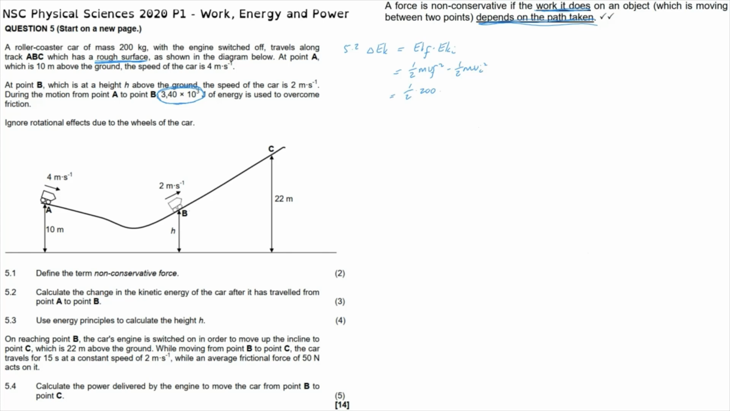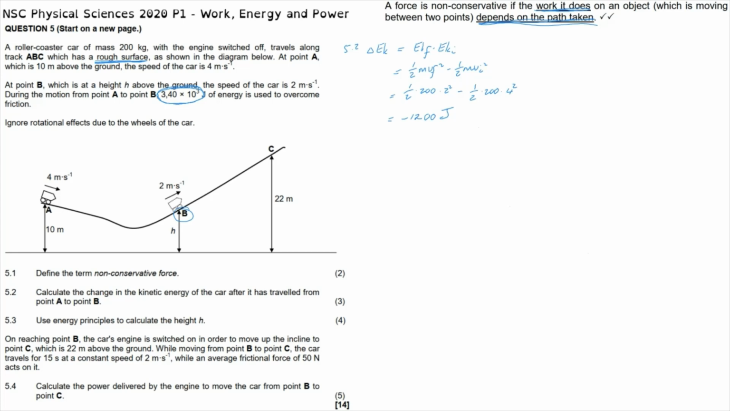The final velocity at point B, we are told, is 2 meters per second, minus the mass, which again is unchanged at 200, and the initial velocity, which was given as 4 meters per second. What that tells us is that the change in kinetic energy of this roller coaster car between points A and B is negative 1,200 joules, which tells us that 1,200 joules of kinetic energy specifically is lost.